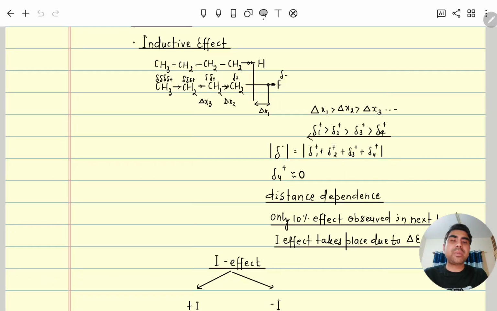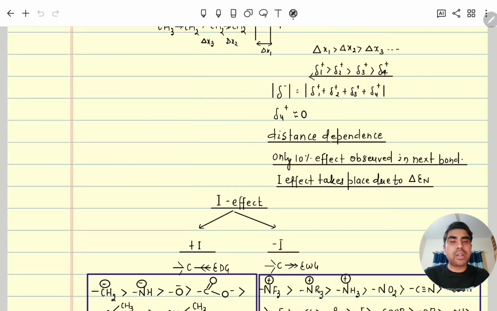This is distance dependent. You can see that the electron which got displaced due to the fluorine presence is relatively more than here, and here whatever electron displaced is relatively more than here, meaning it is subsequently decreasing. One very important experimental fact, which is also telling the same thing, is that only 10% effect is observed in the next bond; the I effect takes place due to electronegativity difference.